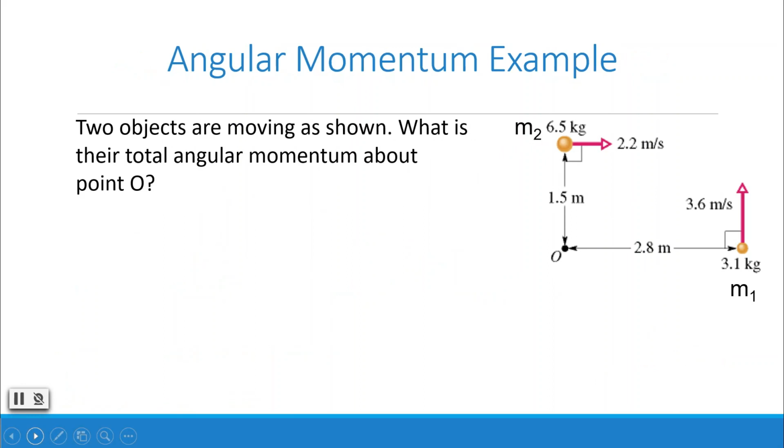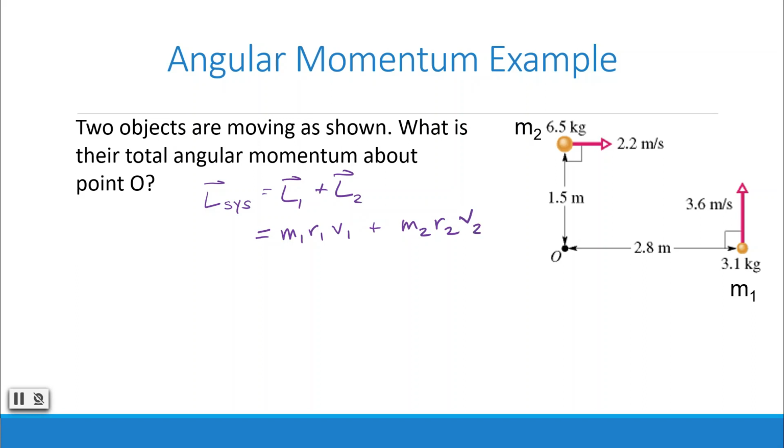For example, we have 2 objects that are moving. We want to know what their total angular momentum is about point O. Just like with linear momentum, I can find the angular momentum of a system to be the sum of the angular momentums of each particle. We have a perpendicular angle for both of these, so that's nice. We don't have to worry about the angle. So L1 is going to be m1 r1 v1. L2 is going to be m2 r2 v2.